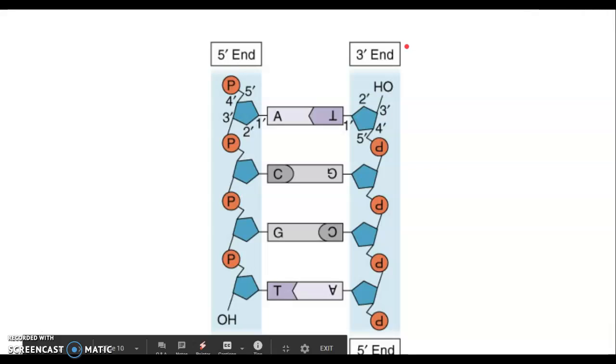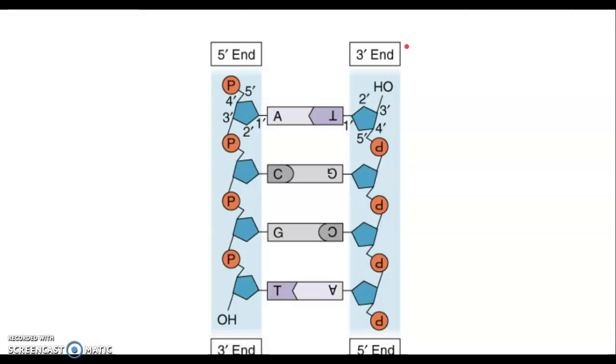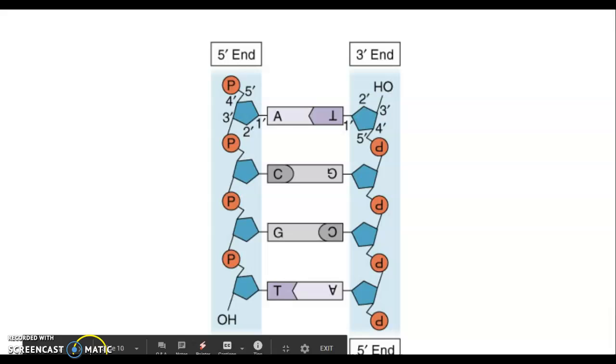Sort of like our streets are two-way streets. You have traffic going in one direction and traffic going in the other direction. That's how DNA is working as well. So this isn't upside down. This is the way I'm trying to show you that it goes in opposite directions.